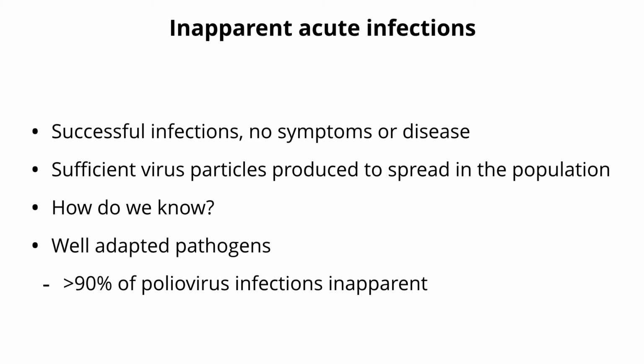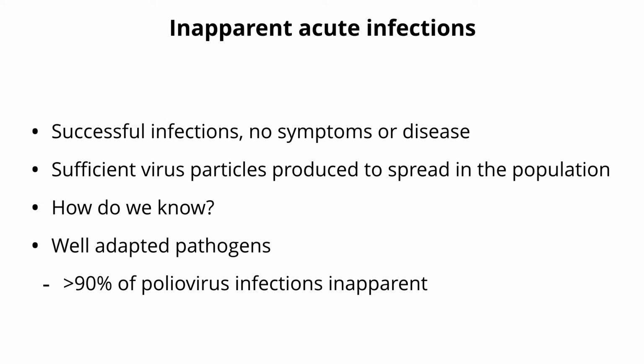By looking for antibodies. We do serological surveys of populations, and look, half of the population is seropositive for a virus, but only 10% of the people reported symptoms. We do this routinely for many viruses. We do serological surveys, and we find for many, not all, that the percent seropositivity is much higher than the amount of disease that we see. So that's how we know this.